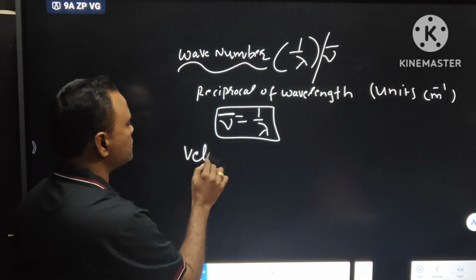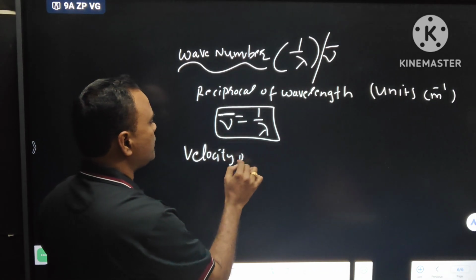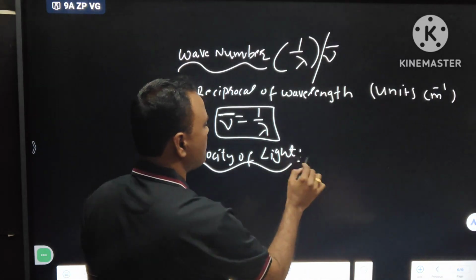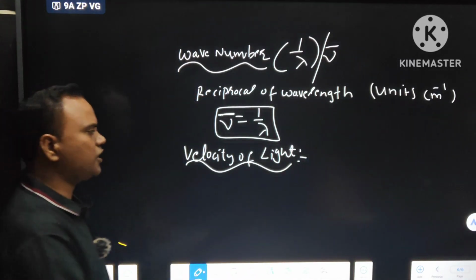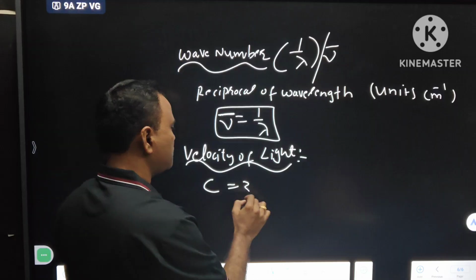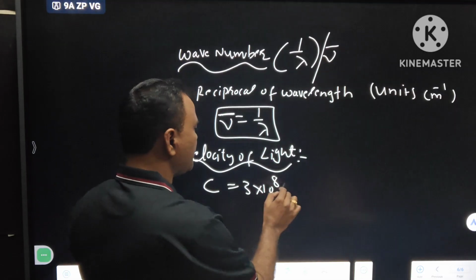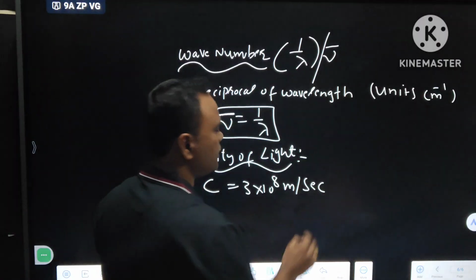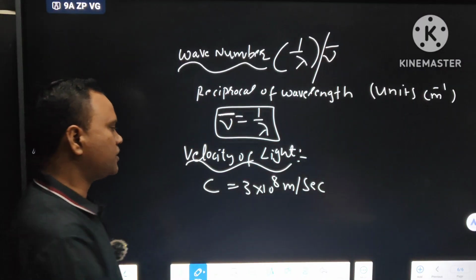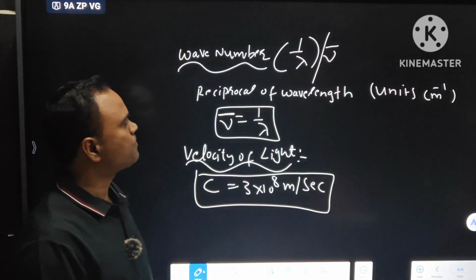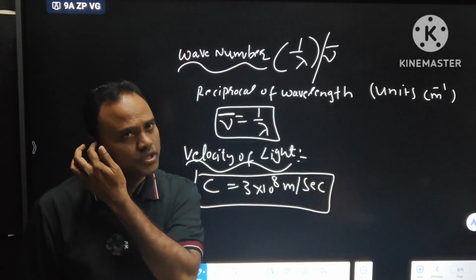Last topic, velocity. Velocity of light. What is our heading? Nature of light, right? Light travels with the speed of 3 into 10 to the power of 8 meter per second, or 3 into 10 to the power of 10 centimeter per second. You have to remember this value. Okay, so we completed wave parameters.